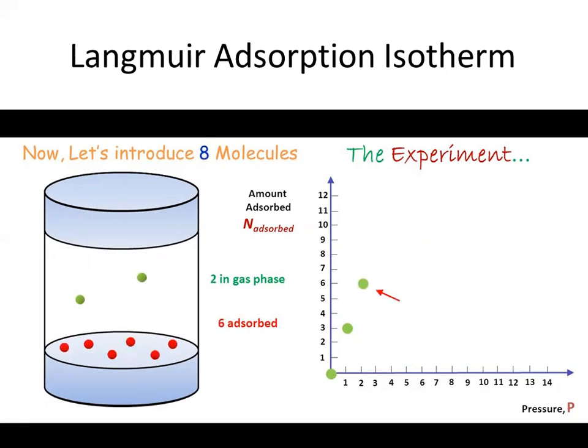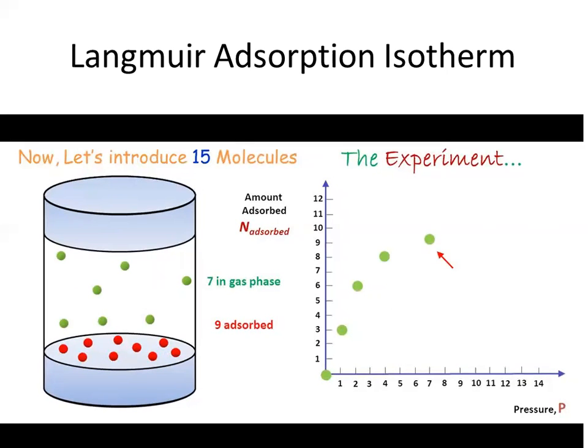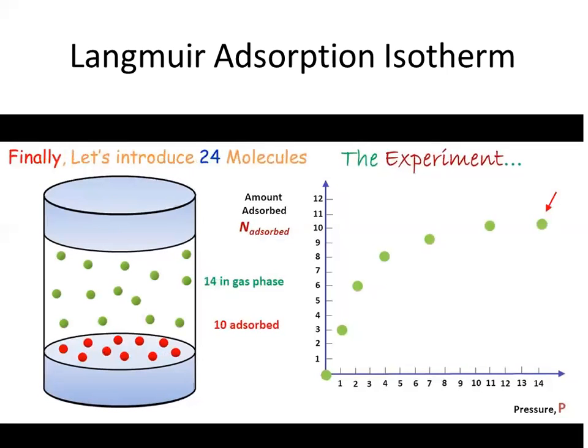In the same way, with the 8 molecules, more adsorbed as compared to unadsorbed. With the 15 molecules, more adsorbed as compared to the unadsorbed. With the 24 molecules, now the case is opposite, reverse. 10 adsorbed and 14 molecules are left. Why this? Actually this is to discuss why this is happening. Can you explain why now the process is the reverse?